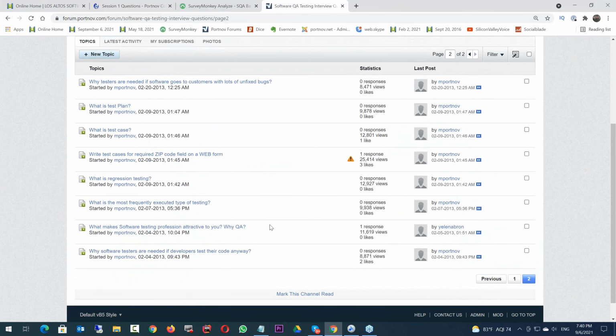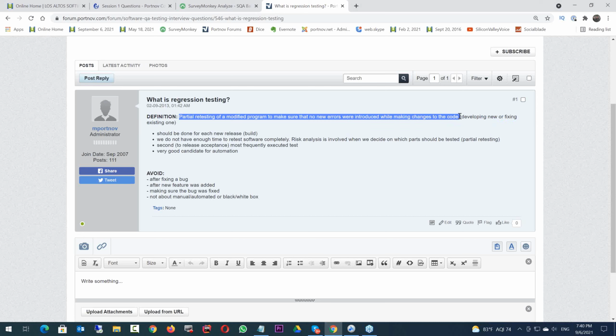It helps you. Okay, partial retesting of a modified program to make sure that no new errors were introduced while making changes to the code. Making changes to the code is enough. You don't have to explain what kind of changes. In brackets here for you, I'm telling you, it's just when they develop or they fix. Okay, because we have that avoid stuff. Avoid saying no new errors after fixing the bug. No. After a new feature was added. No. It's after any modifications done to the code.